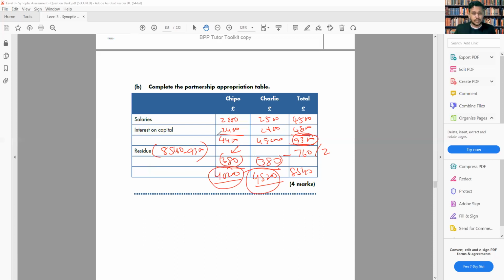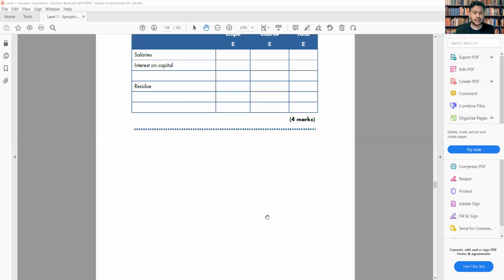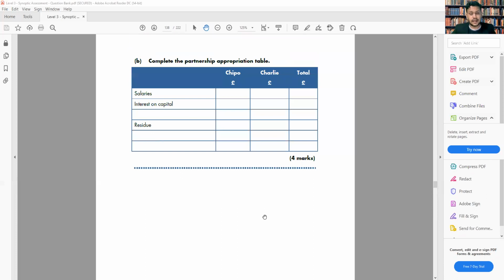On top of that, you need to make sure you learn the current account for the partnership and the statement of financial position. So that's how you can make yourself ready for the exam. I think this is the end of this question for the Synoptic Level 3 practice assessment 1. And as I said, you're going to see this sort of question in the exam, but you really have to do a lot of practice in order to get a very good score, because this exam could be really, really tricky.